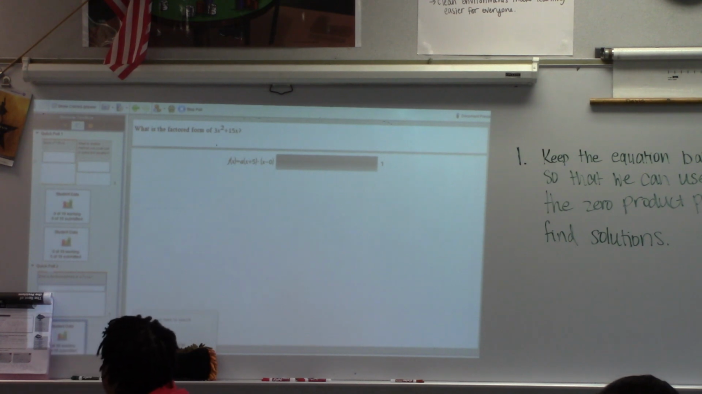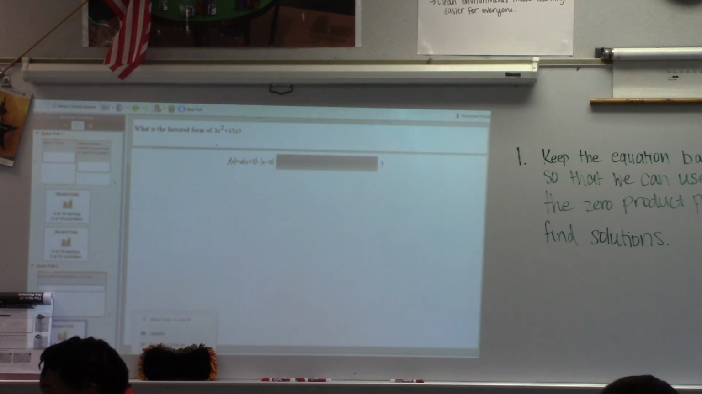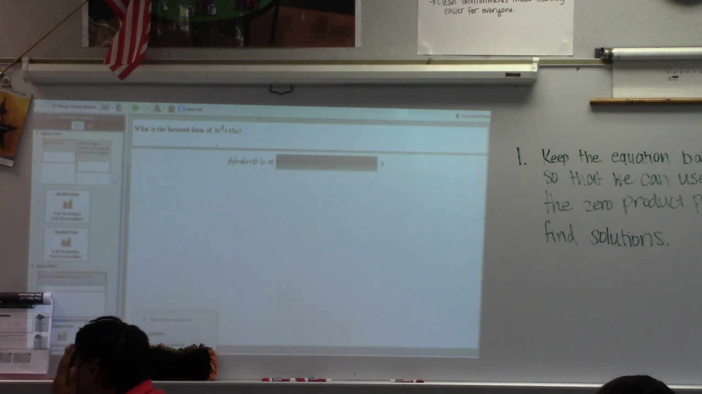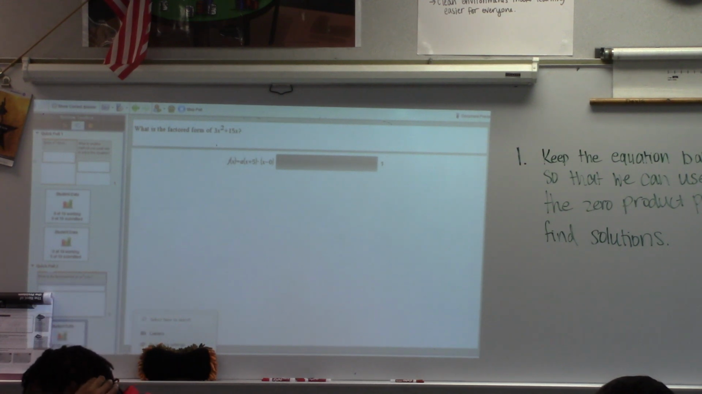By factoring it out, when I multiply it back in, it should equal 3x squared. So 3x times what is going to give me 3x squared? x. Plus, and then 3x times what gives me 15x? 5. Right. And notice it already has an x here.